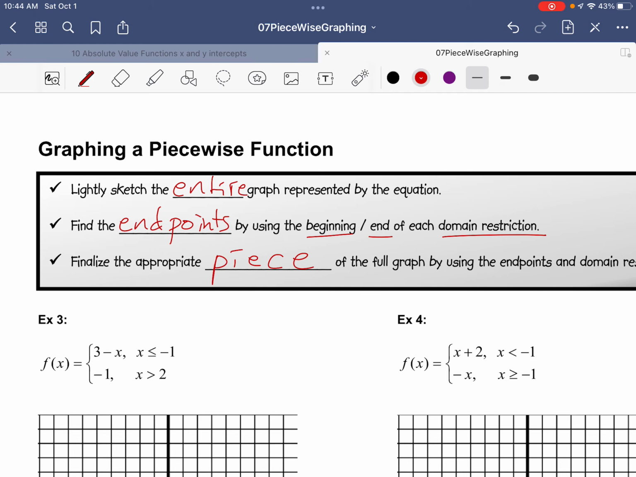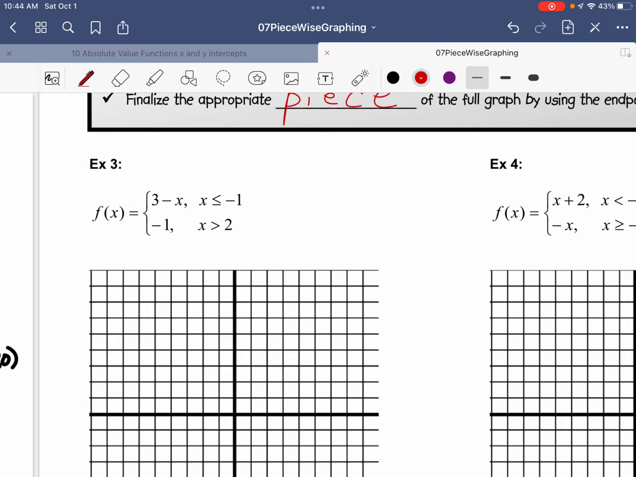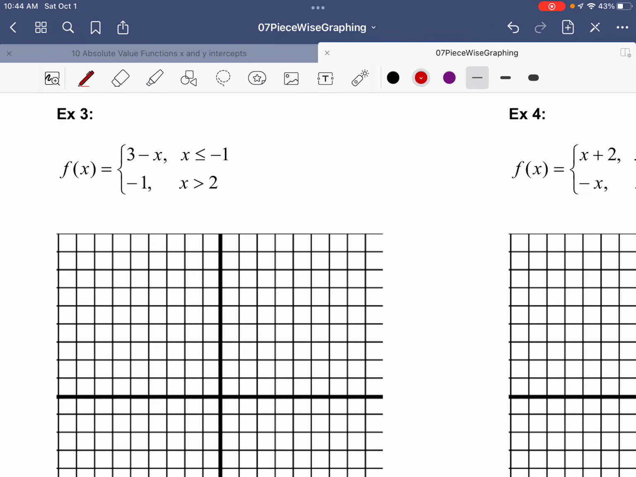Let's give it a try. Okay, we're going to graph the piecewise function 3 minus x for x values that are less than or equal to -1. And then we're going to graph -1 for x values greater than 2.